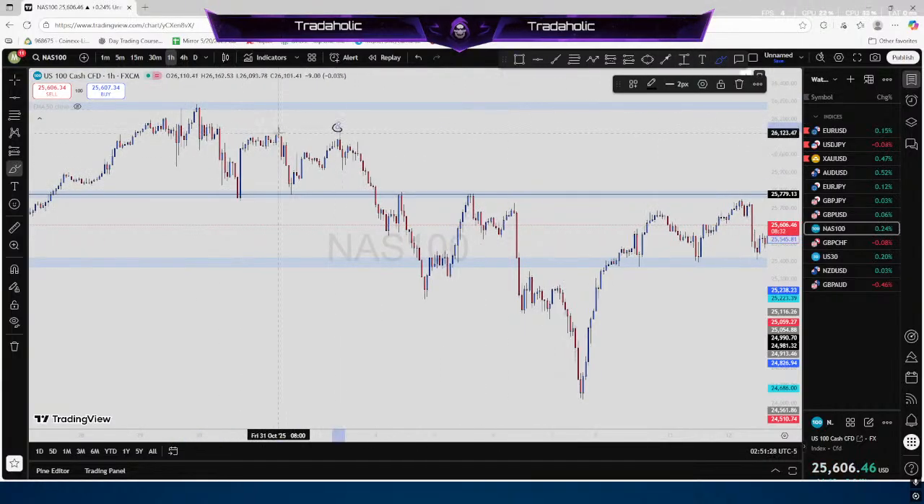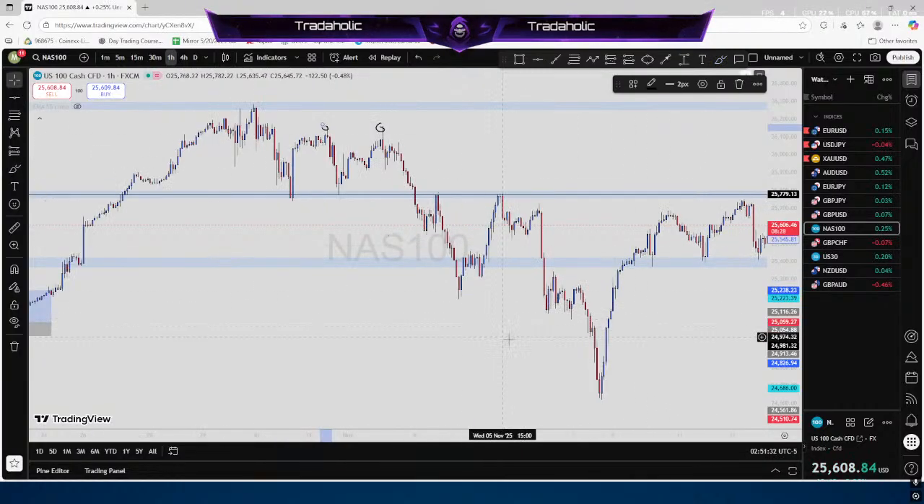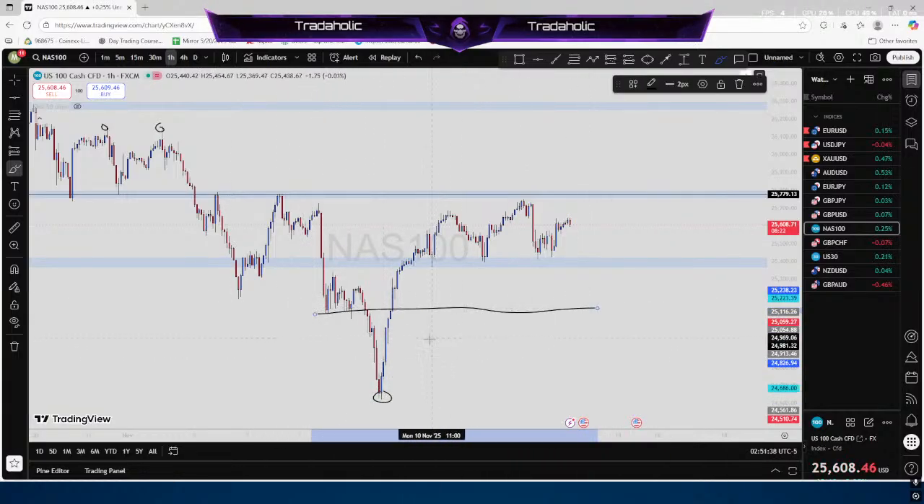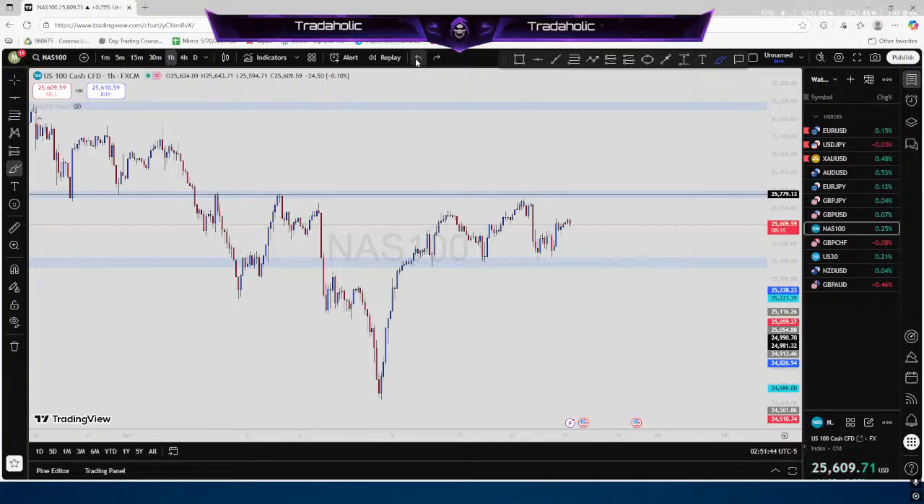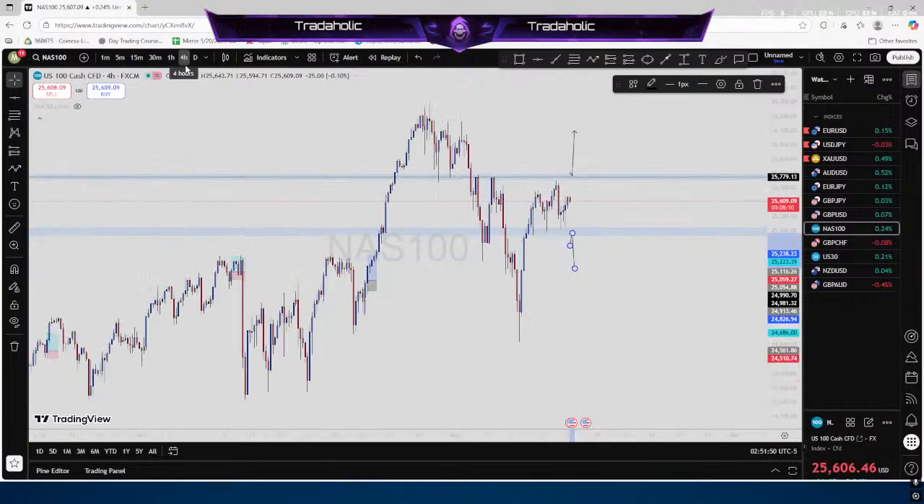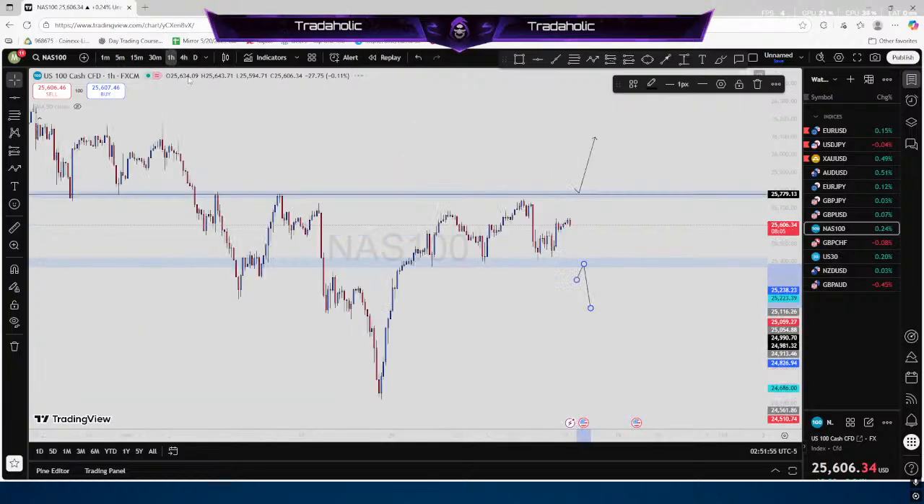So we have to be mindful of these projections right over here. As far as the downside, we have clean candles to the left hand side to target these lows right over here. But we have to be mindful of this mid-level center right here. So yeah, that's what I think about NAS 100. 1 hour is bullish, 4 hour bearish with potential to go bullish. That's what I think about that.